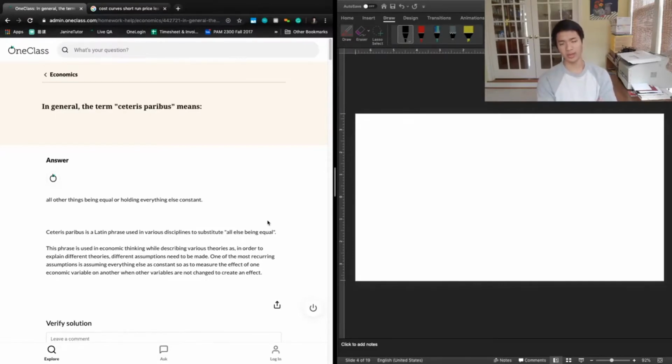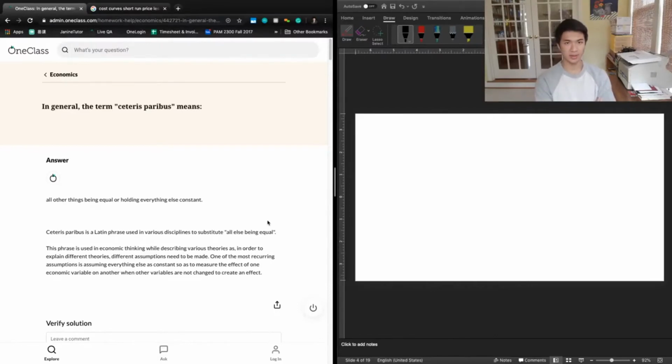So one great example is the law of demand, where we would normally say if price increases, then ceteris paribus, meaning holding all else equal, the quantity demanded of a good is going to decrease. If we don't say ceteris paribus, then it's not necessarily the case that when prices increase, quantity demanded is going to go down, right?